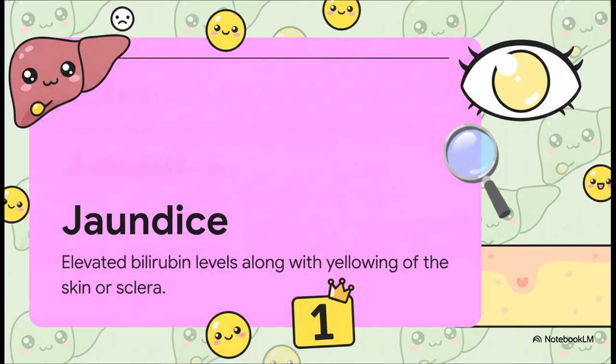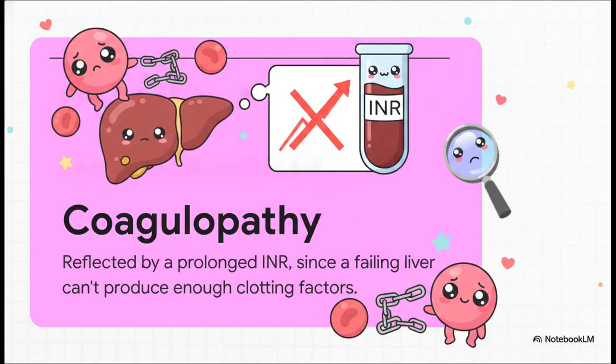That's clue number 1. Clue number 2 is coagulopathy. Remember our list of the liver's jobs from earlier? One of the big ones is producing clotting factors. When the liver fails, it just can't make enough of them. In the patient's chart, this is going to show up as a prolonged INR. So, abnormal coagulation labs are a massive red flag that the liver's function is severely compromised.